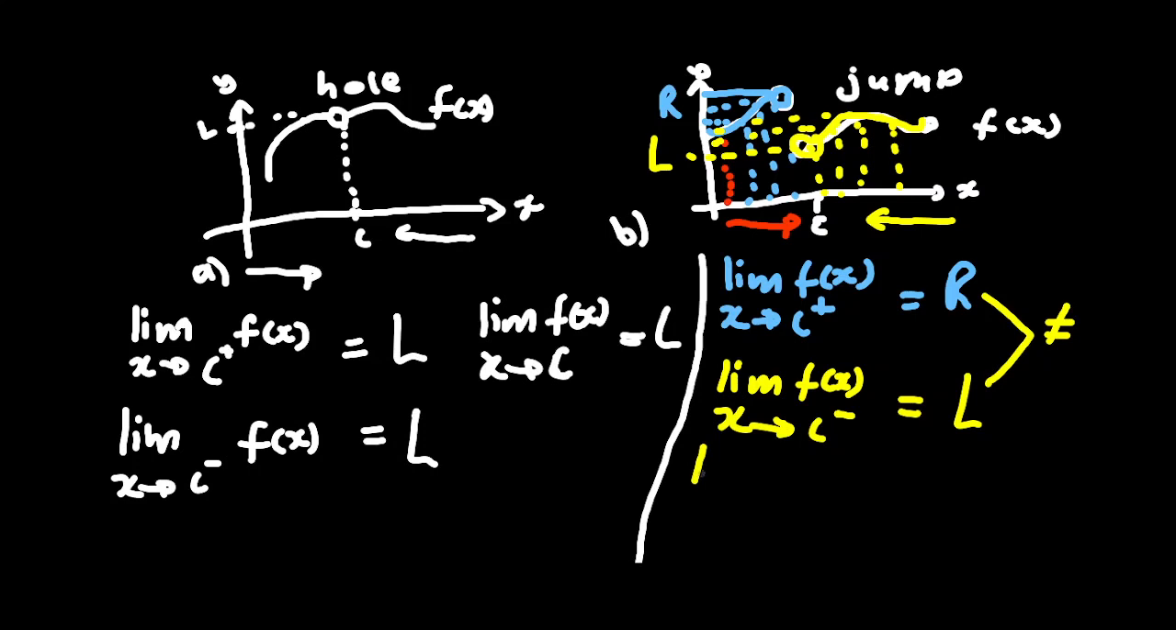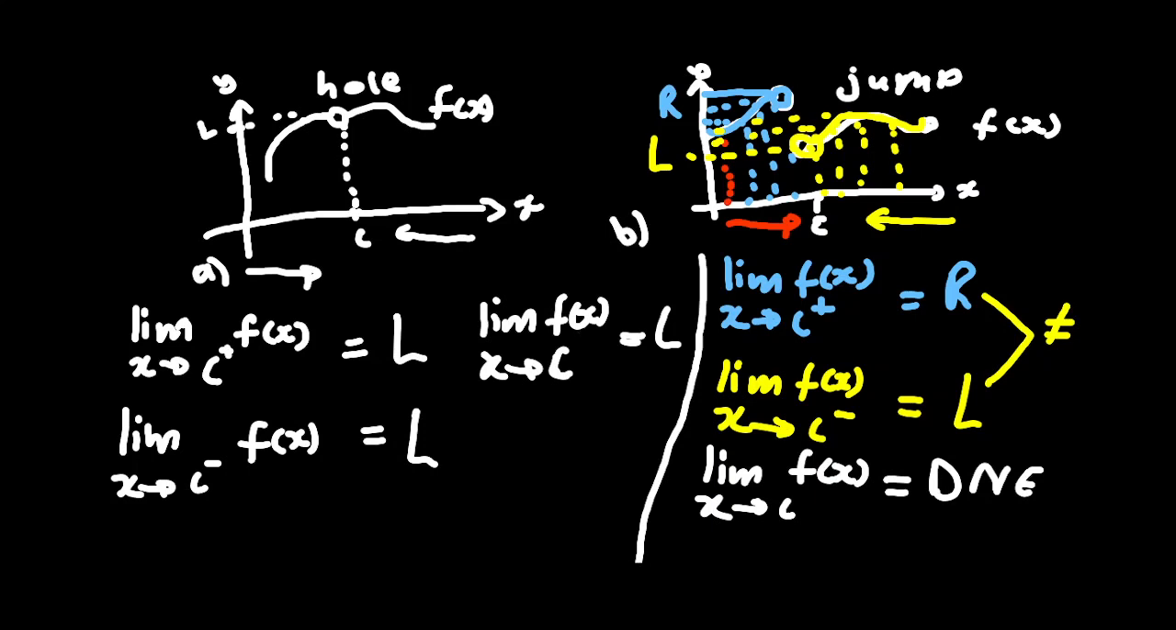Therefore, I can conclude that the limit of f at x as x approaches c does not exist. I conclude this based on my one-sided limits, the left and right limits. When I'm approaching from the left and from the right, they are not equal. This means that the limit does not exist.